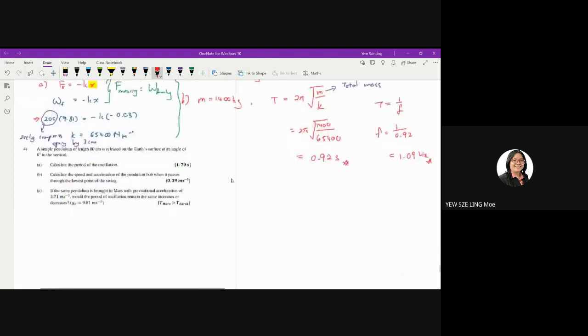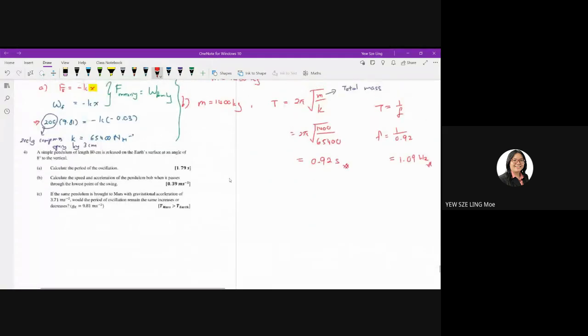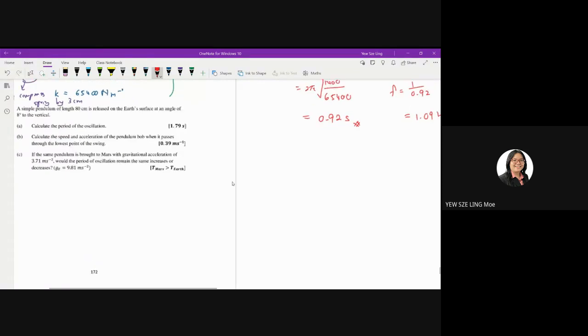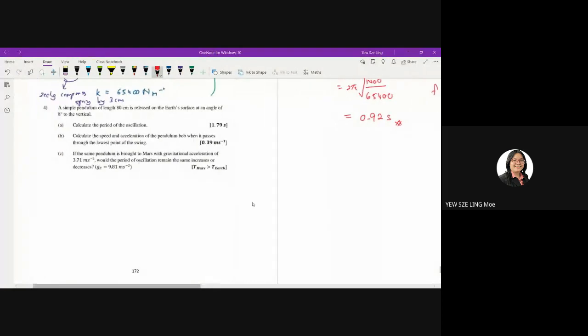Okay, so now we're almost done. The last question. So last question, this one is very similar to question 1. But now, rather than height, it's asking for amplitude. So you need to know where is the amplitude in a simple pendulum. Okay, in a simple pendulum.